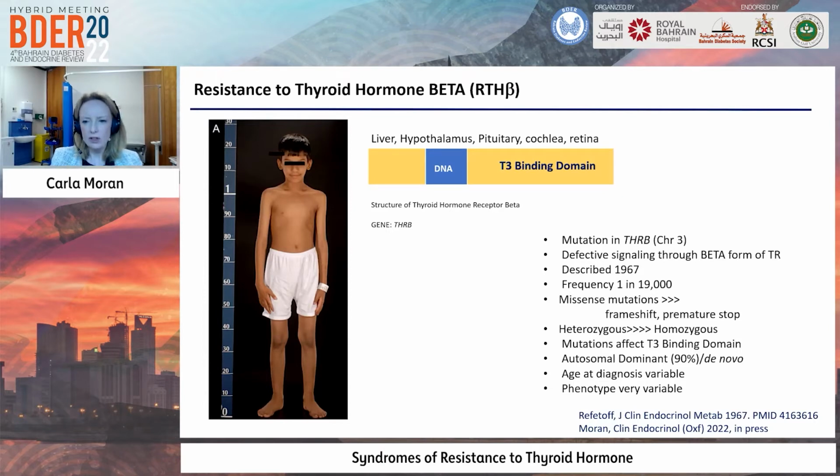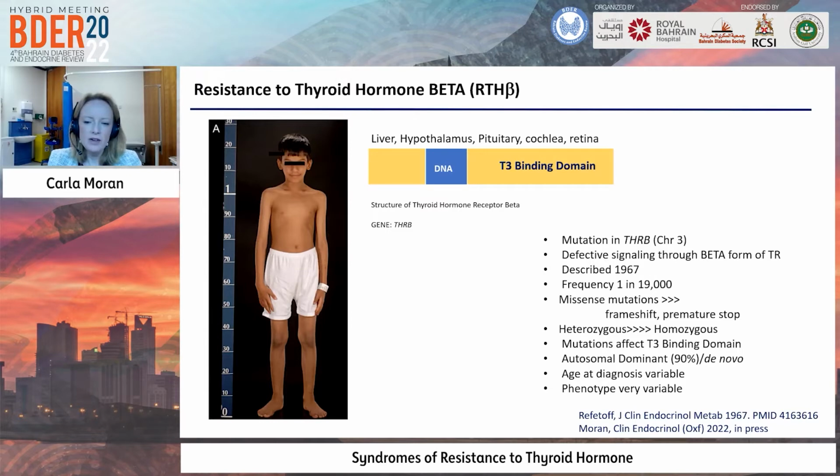So these patients have mutations in THRB, and they have defective signaling through the beta form of the thyroid hormone receptor. It was first described in 1967, and the frequency is 1 in 19,000 individuals. The majority of patients have missense mutations, like the patient I've described, but some patients have frame shift or premature stop mutations. The vast majority of patients are heterozygous, but some patients are homozygous, and they tend to have a more severe presentation. The mutations affect the T3 binding domain of the receptor. And so the majority of patients have abnormal T3 binding.